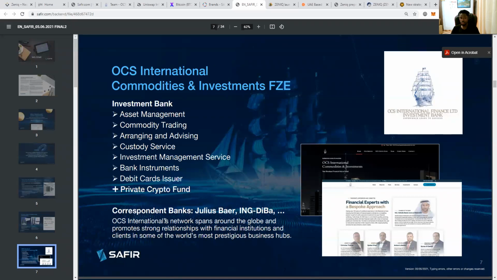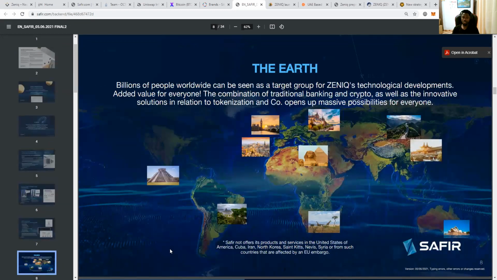And they are into commodity trading, because OCS is more or less like the trade center for Dubai. They do custody services, banking instruments, and debit cards that they issue to their clients. And we'll get to see why and how this can be of benefit to their clients. They also have correspondent banks outside of their jurisdiction where they do transactions. So this particular project is already global right from the inception.